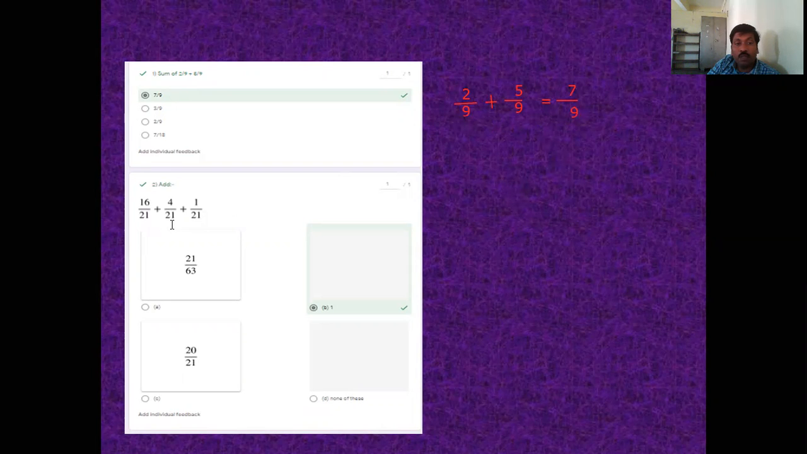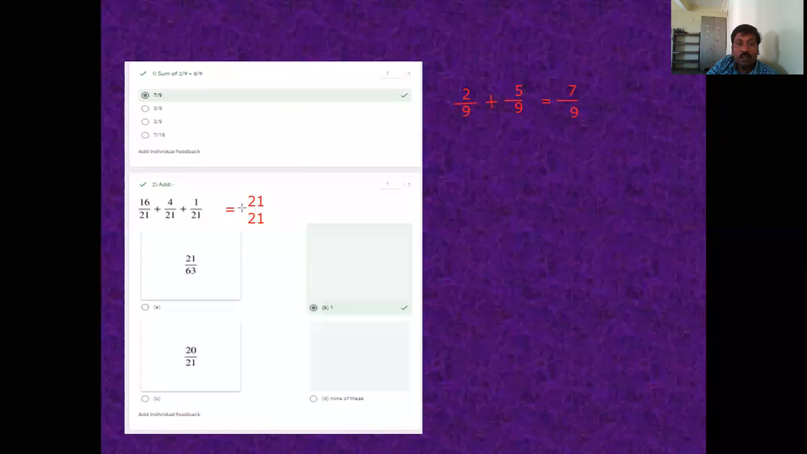16 by 21, 4 by 21 and plus 1 by 21. When we add all the numerators of the three fractions, 16, 4 and 1, we get 21 by 21. Okay, we get 21 by 21. We can change it into the standard form by dividing by 21 in both numbers. We get the number 1. So which option is here? Here is option B. So the answer will be B.